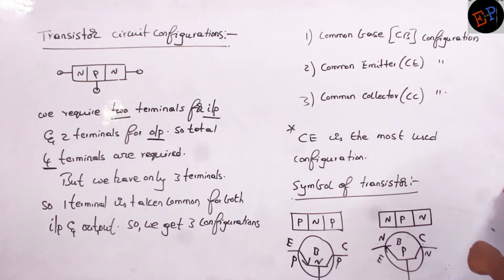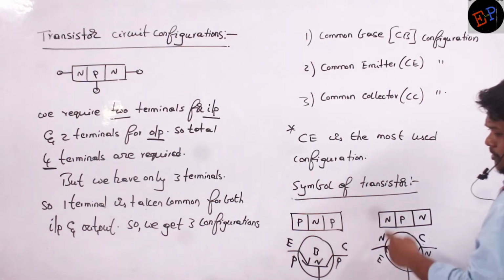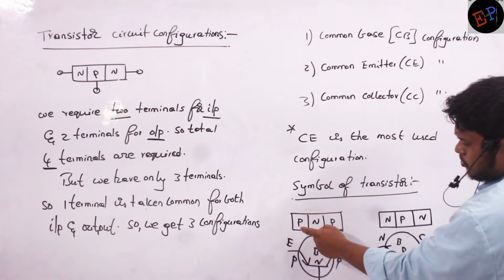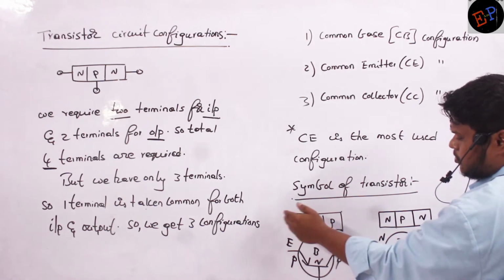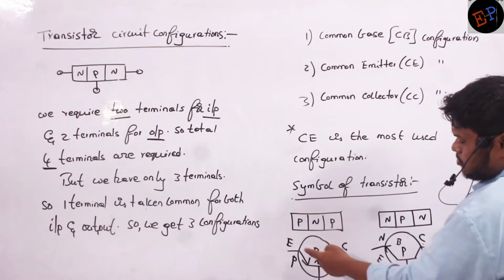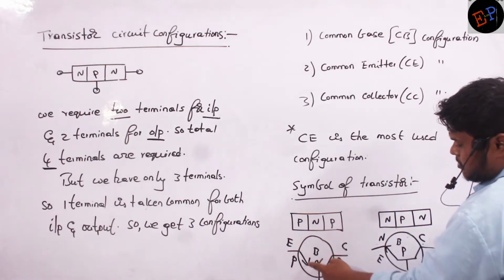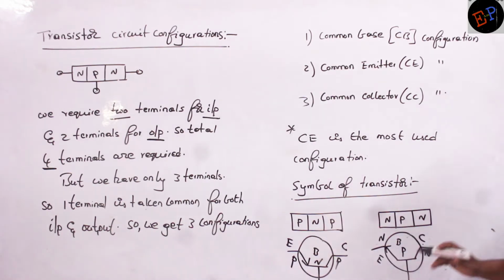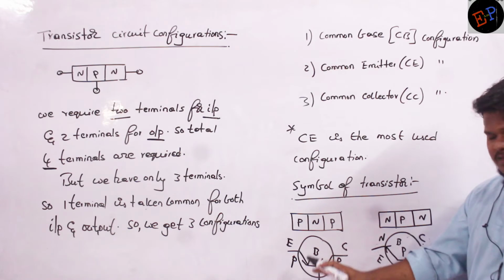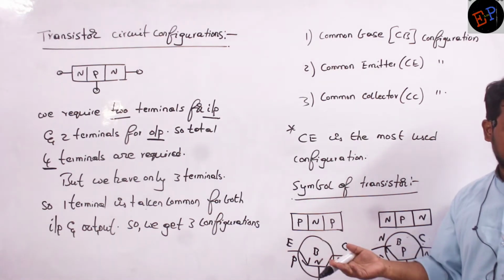We will draw those configurations, but before that we forgot to study the symbols of transistors. PNP transistor, this is the symbol. P supplies what? Holes. Holes direction is the current direction, so from P to N, this symbol you have to draw. If you write this kind of symbol, it indicates a PNP transistor. Why do we draw it like this? Because current always flows from P to N. Holes direction is current direction.